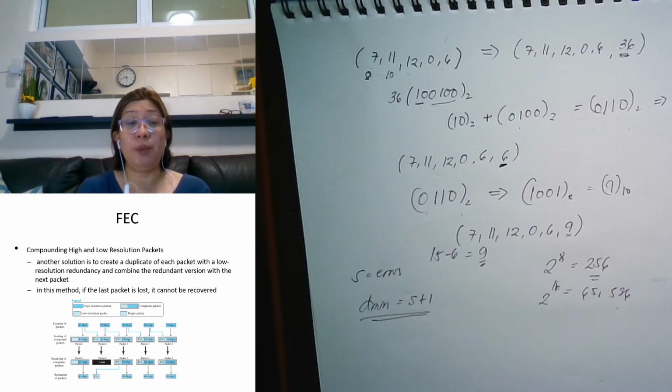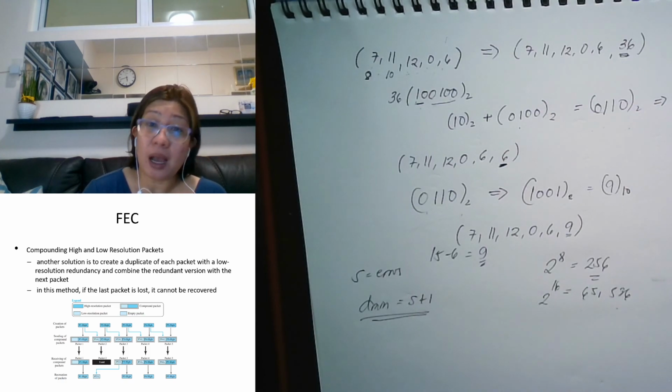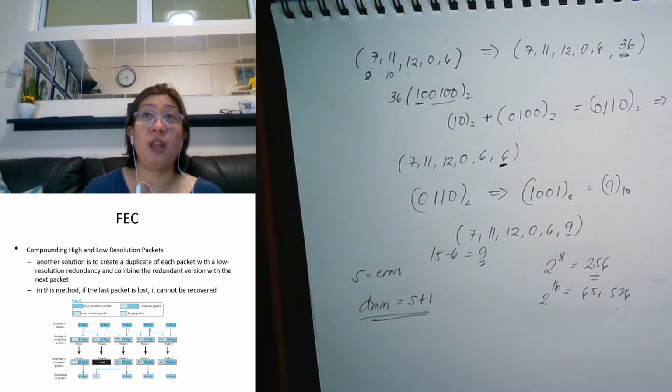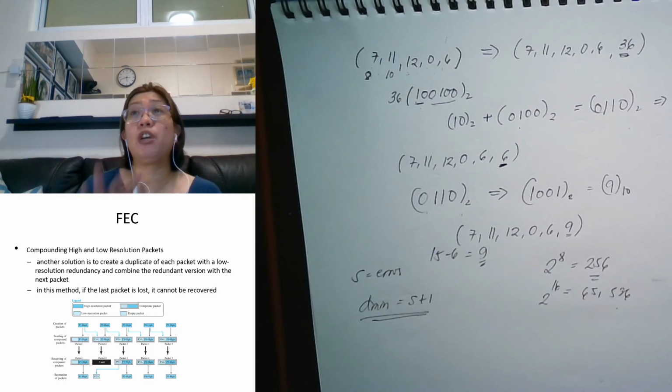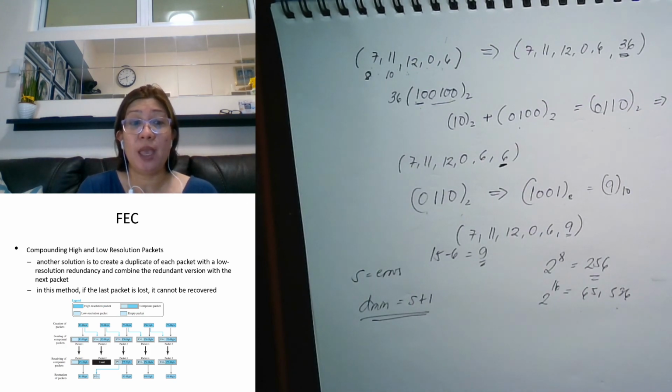But the problem here is that we use the low resolution version of the packet only if the lost packet is not the last one. If the lost packet is the last one, we cannot recover that specific packet. So we can recover any packet that was lost except for the last one. In this method, if the last packet is lost, it cannot be recovered anymore, because of the positioning of the low and high resolution packets as shown in the figure.